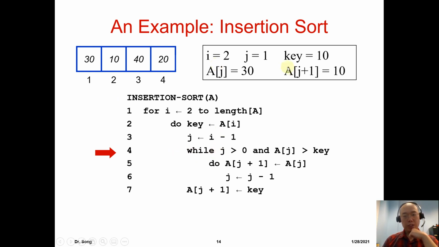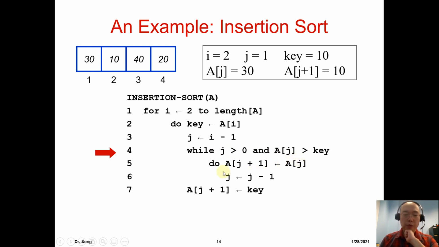So I is 2, J is 1, and key is 10, because key is holding the 10, and that 10 is the value we are trying to insert into the sorted portion. And we have A[J] is 30, and A[J+1] is 10. So let's check this condition. As long as J is greater than 0, J is 1, so yes. And A[J] is 30, which is greater than the key. So this condition is true.